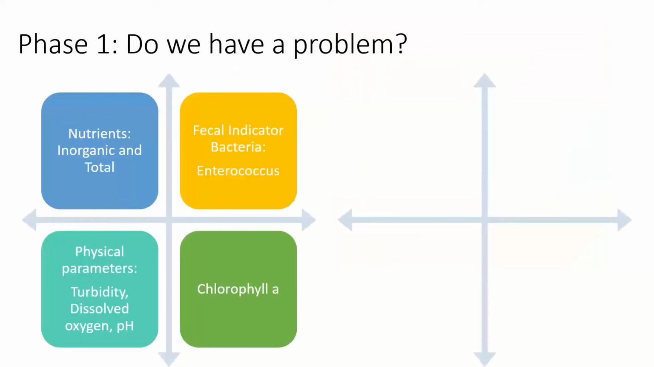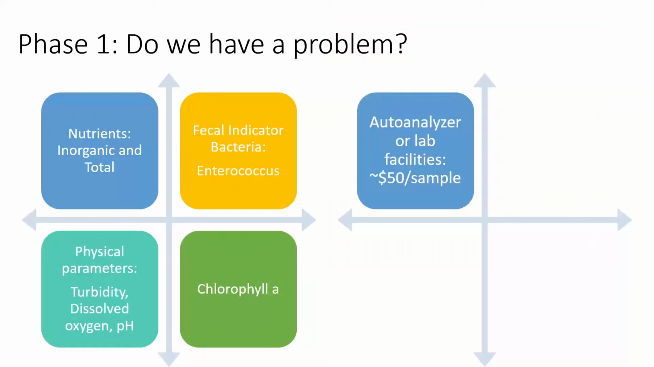So first, those phase 1 tracers, that's what people usually are doing. That's what a lot of groups are doing. Nutrients require something like an autoanalyzer or lab facilities. It usually runs about $50 per sample, and you can get inorganic or total nutrients. Fecal indicator bacteria, when people do this, you can get a standalone system that can be operated by a citizen science group in that kind of order of magnitude. And once you buy some of your initial supplies, you're good for a little while.